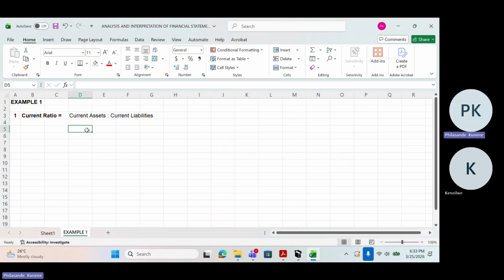Which means we're going to do 2013, and then we're going to do 2012. Let's see if we can do it.